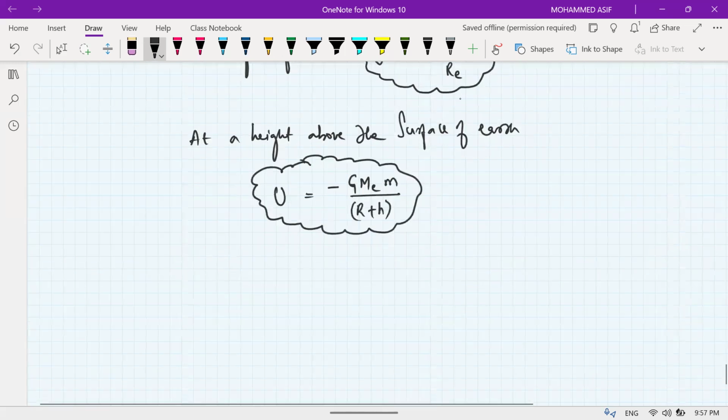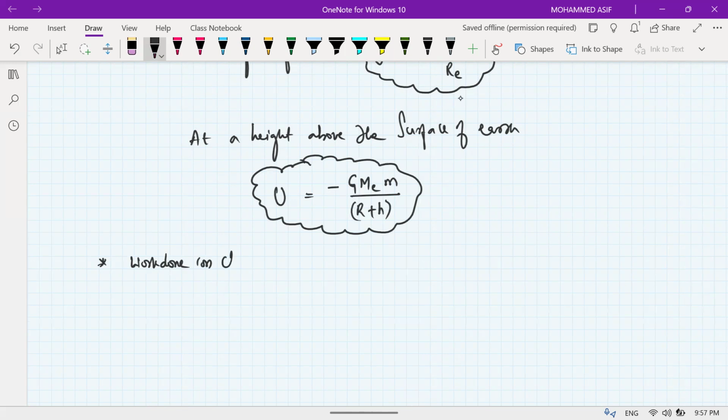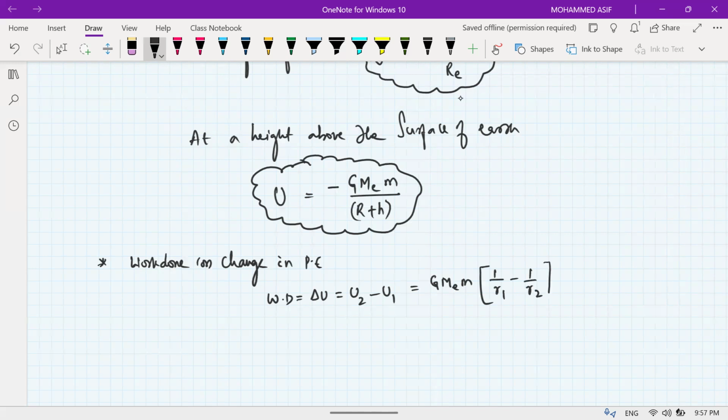One more and very important: work done or change in gravitational potential energy. Very important formula. Work done will be equal to delta U. Delta U is equal to U2 minus U1. That will be equal to capital G, mass of the earth, into small m, into 1 by R1 minus 1 by R2. Actually, it is 1 by R2 minus 1 by R1.